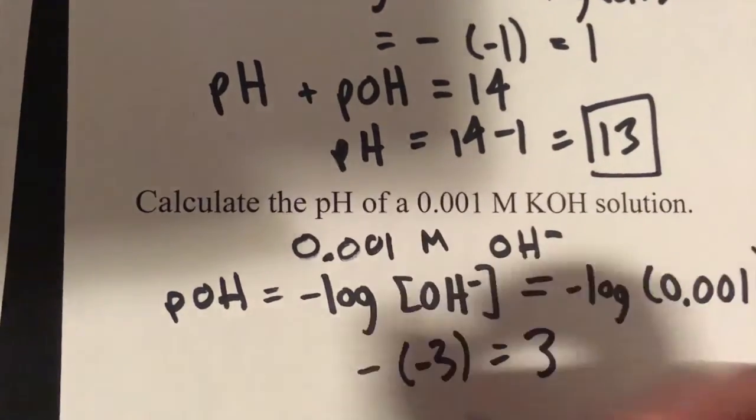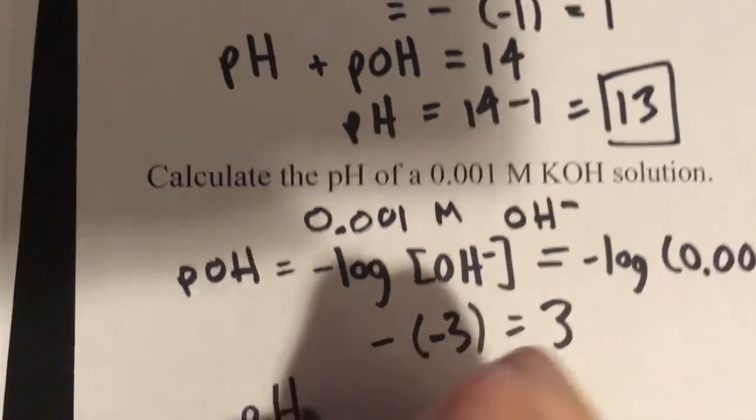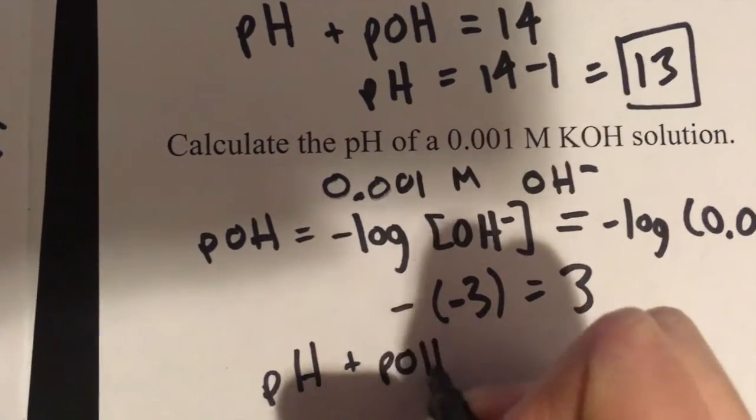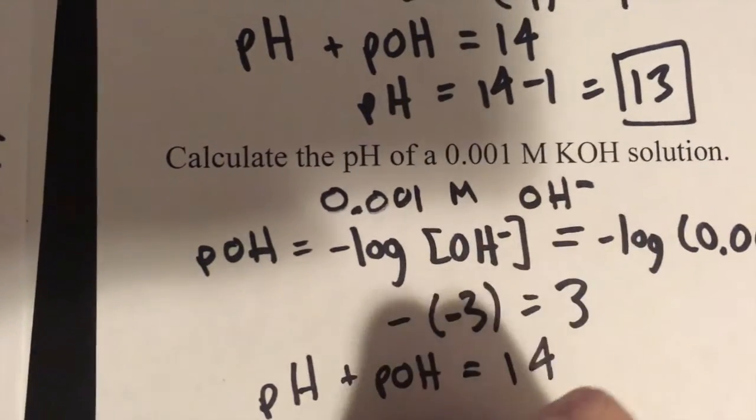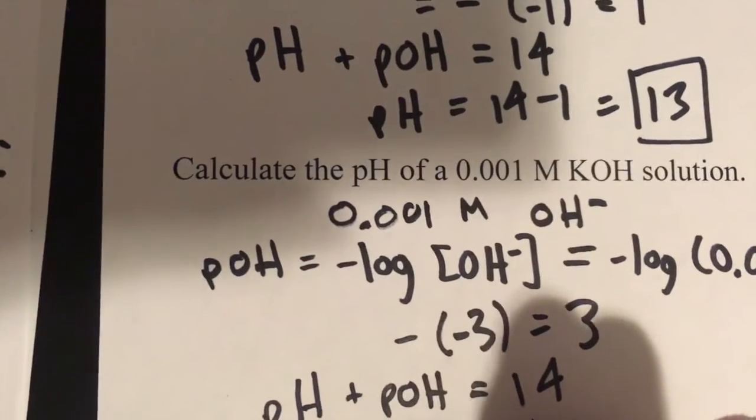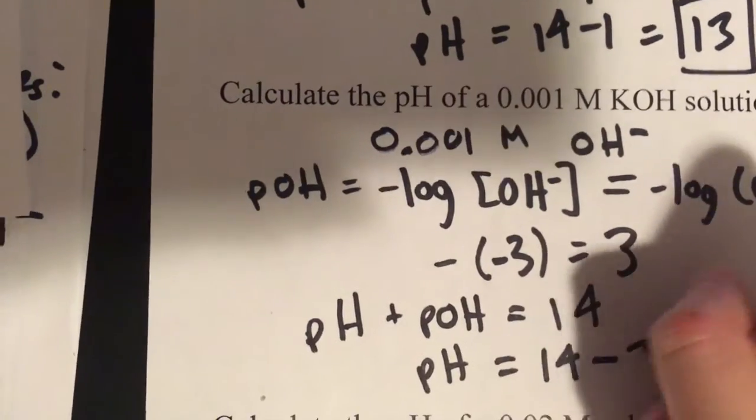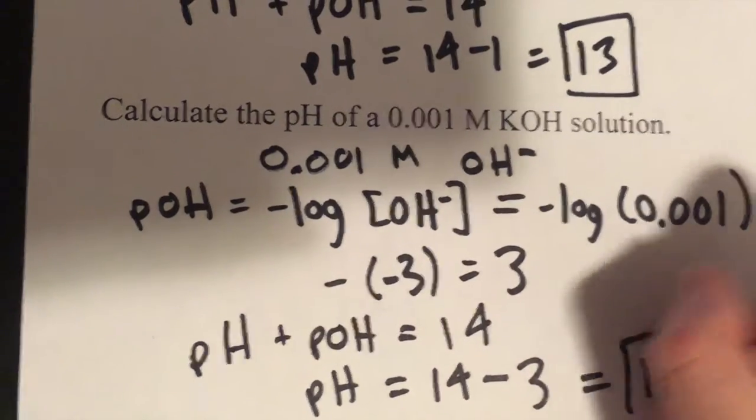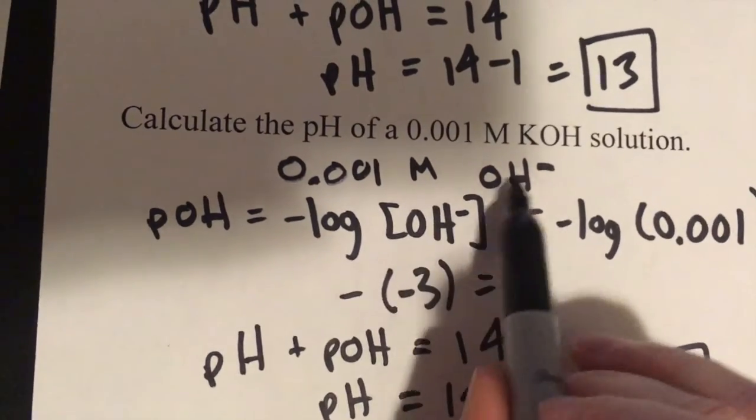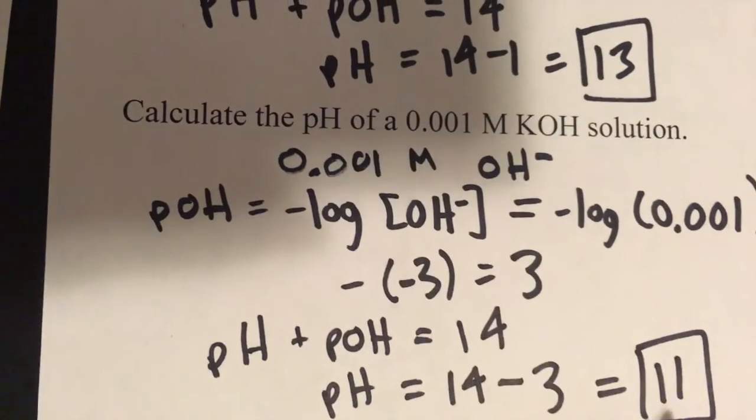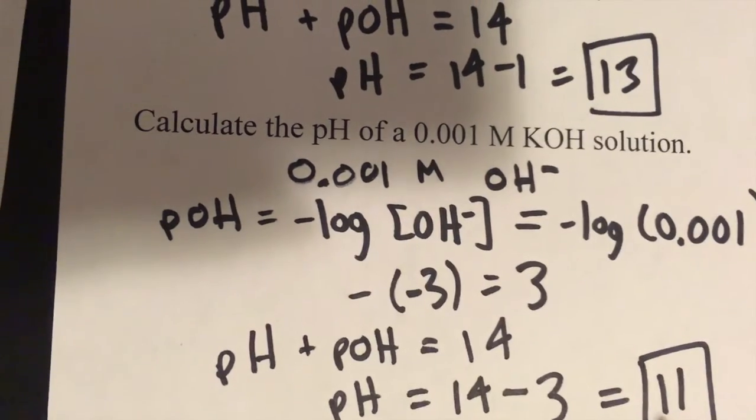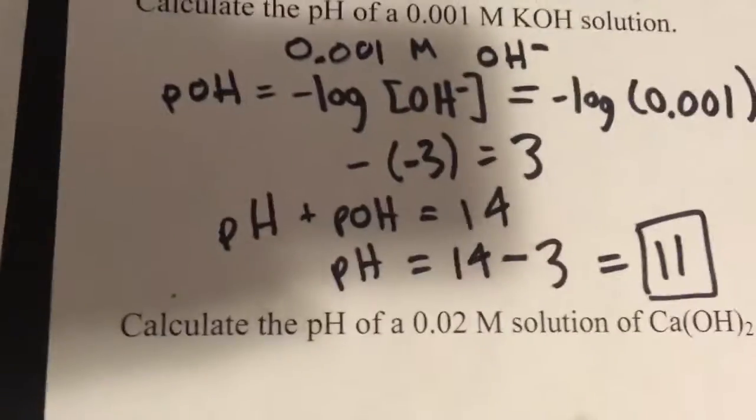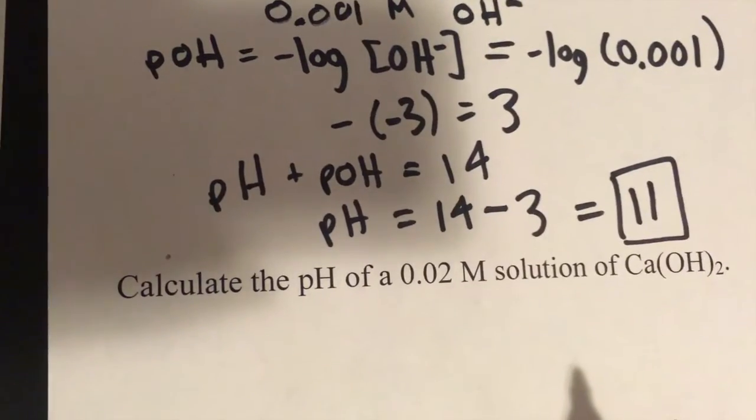That's my pOH. My pH plus my pOH have to equal 14. So my pH is going to be 14 minus my pOH, 3. So my pH in this problem is going to be 11. And again, this is a basic solution, so it makes sense that my answer should definitely be above 7. Let's look at one more example problem. This one's a little bit tricky.